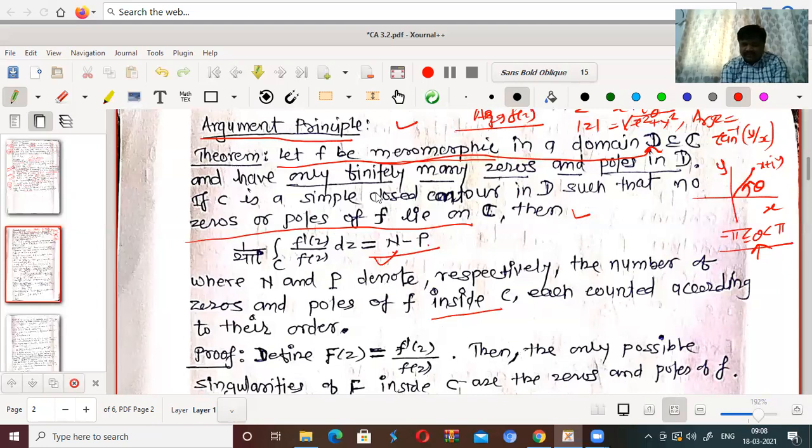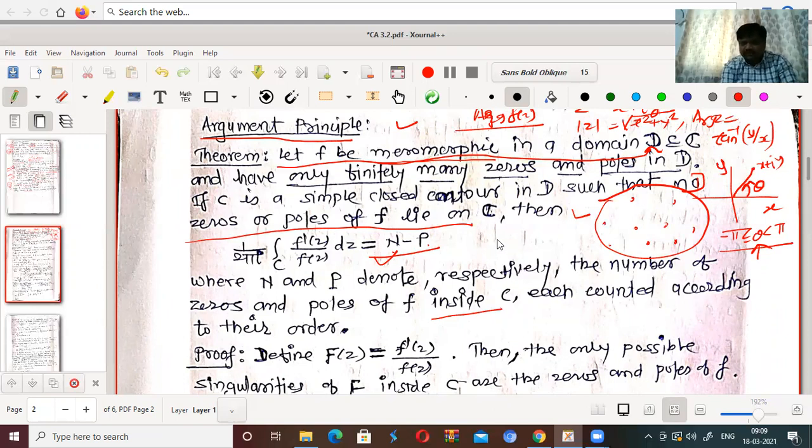So if f is meromorphic in a domain D, which is any subset of the complex plane, it has only finitely many zeros and poles in D. I will call them poles, and zeros are also there.